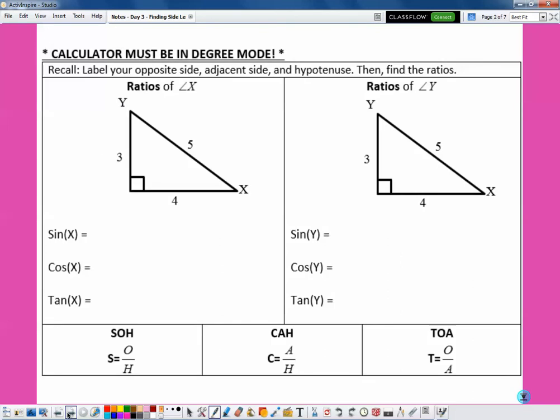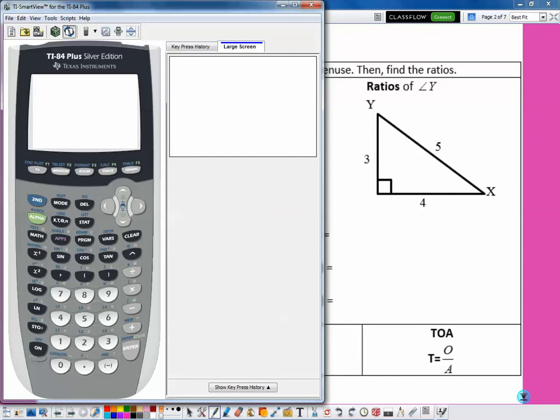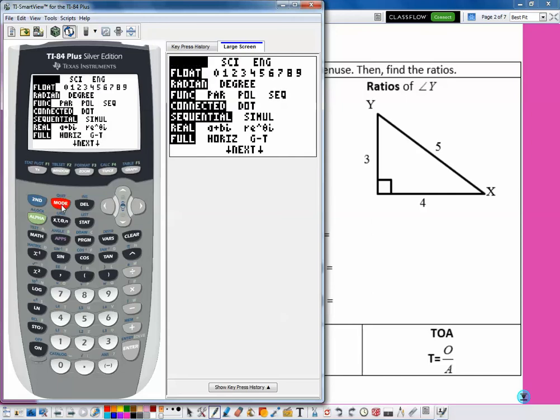Alright, probably one of the most important things. Again, we talked about this last class. Your calculator must be in degree mode. Super, super important. So let's look at my calculator and review how to do that. Alright, degree mode, we push the mode button. Go down to where it says radian, go over to degree, and push enter. Now degree is darkened and we know that we are in degree mode.